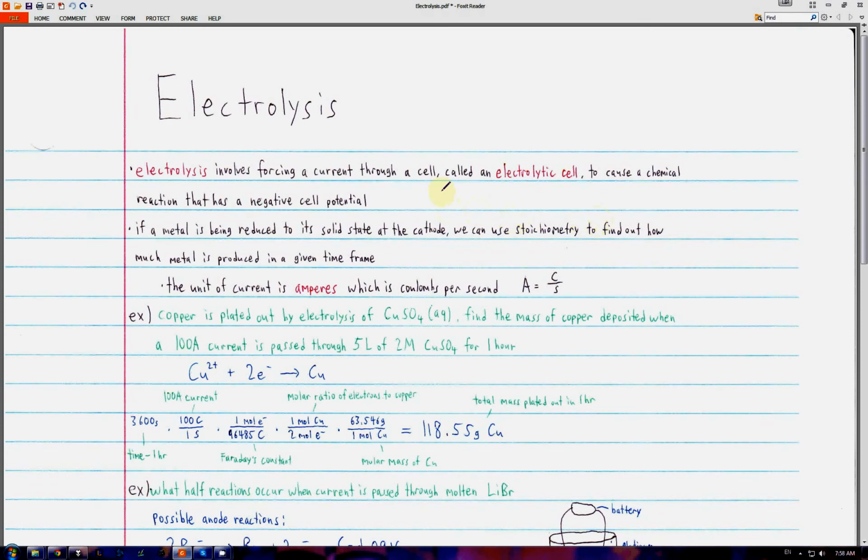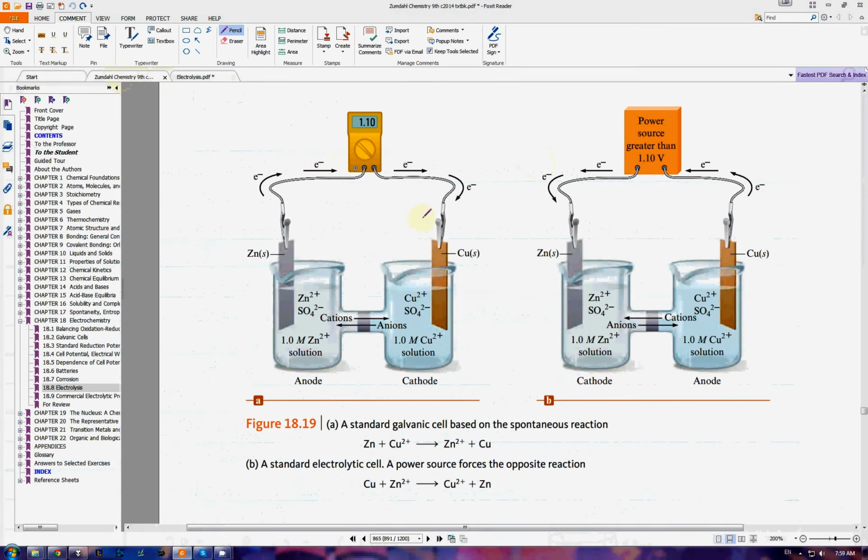So in this video we're going to be going over electrolysis, and electrolysis is basically forcing a current through a cell to produce a chemical change that's not spontaneous, and this cell is called an electrolytic cell. So let's look at a picture.